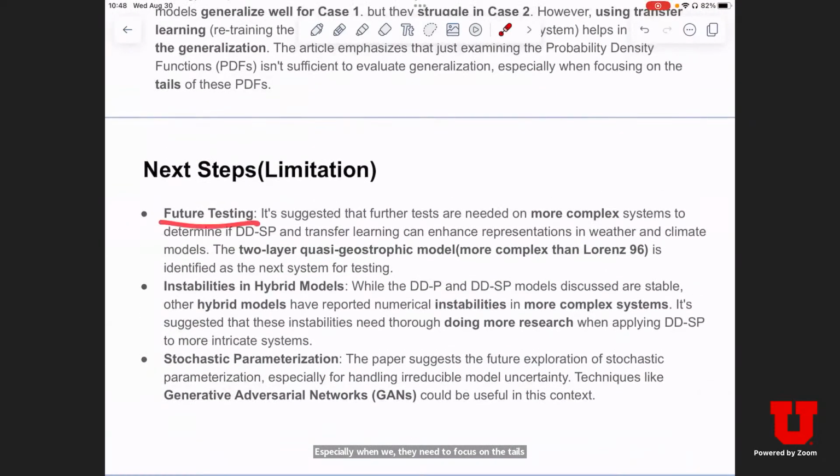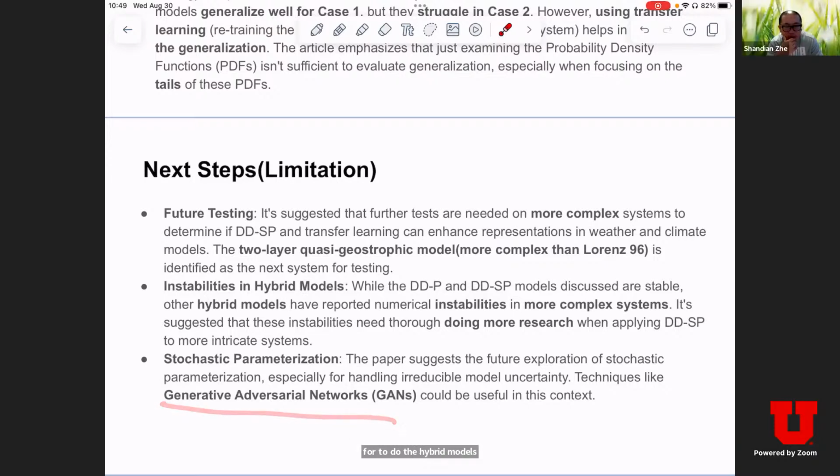Lastly, I will talk about the next step, the limitations and future testing. Because the Lorenz 96 system is a simple hemisphere system, they want to see how these models can perform on a complex model like the two-layer models. And they also see the hybrid models are not stable, so they want to do some more research when applying the DDSP to see the performance in terms of stability. And lastly, they also propose another machine learning method using GANs to do the hemisphere model to do the hybrid models.